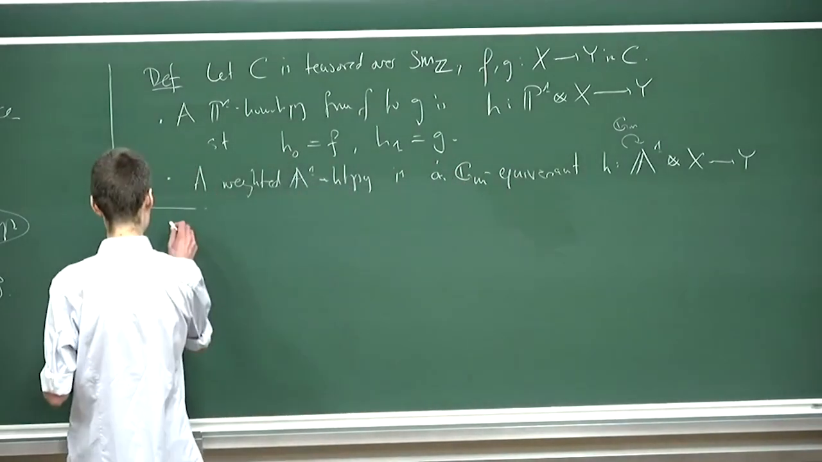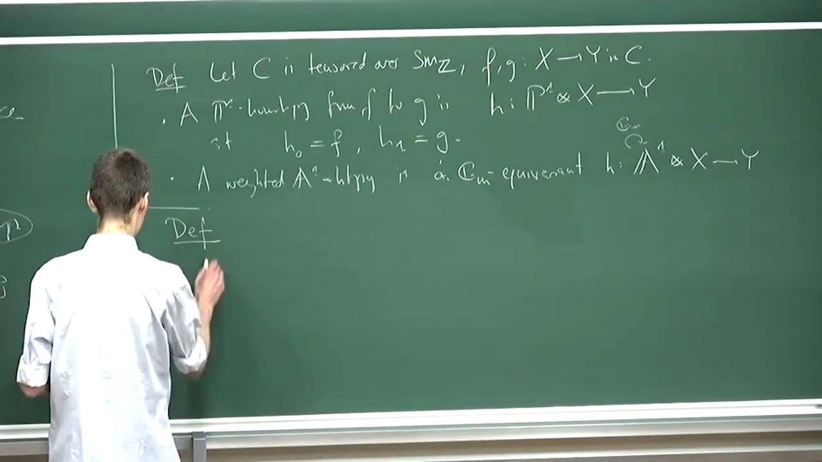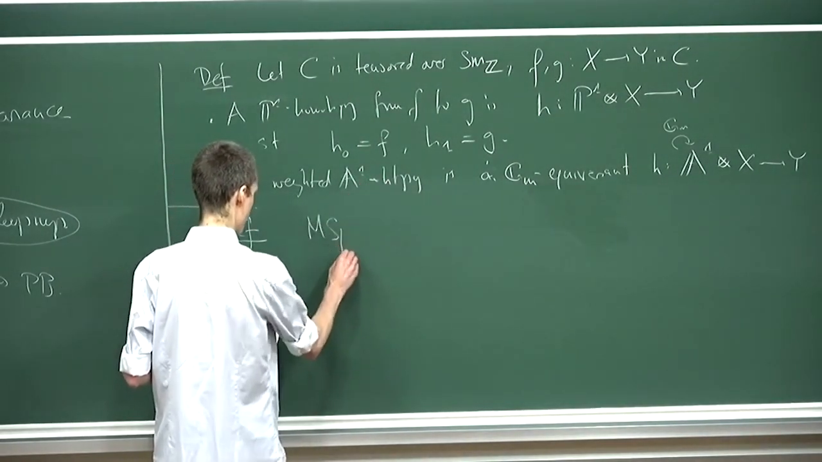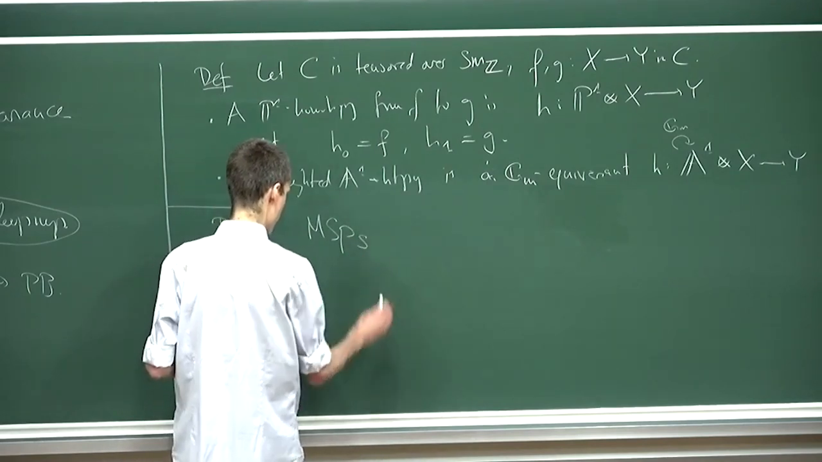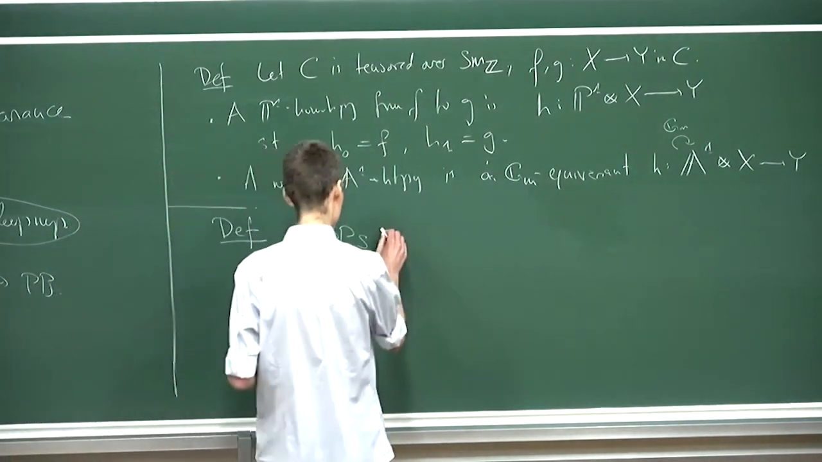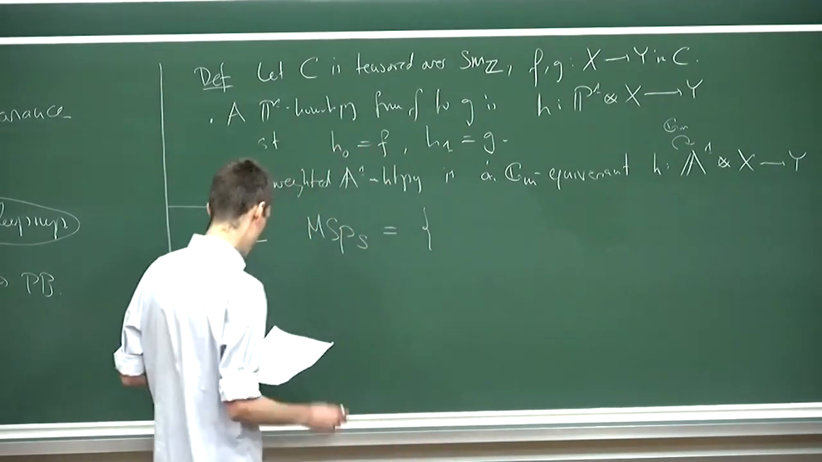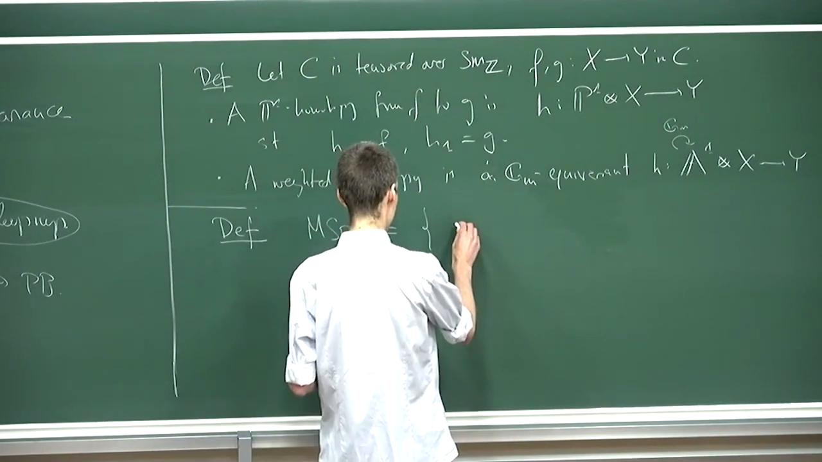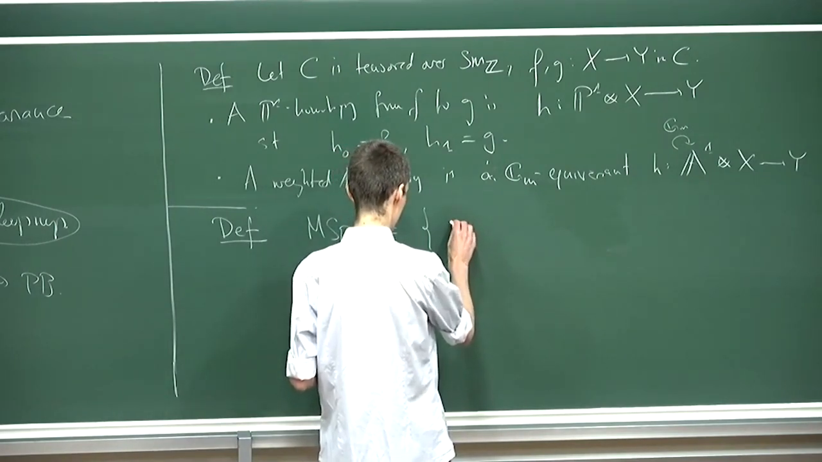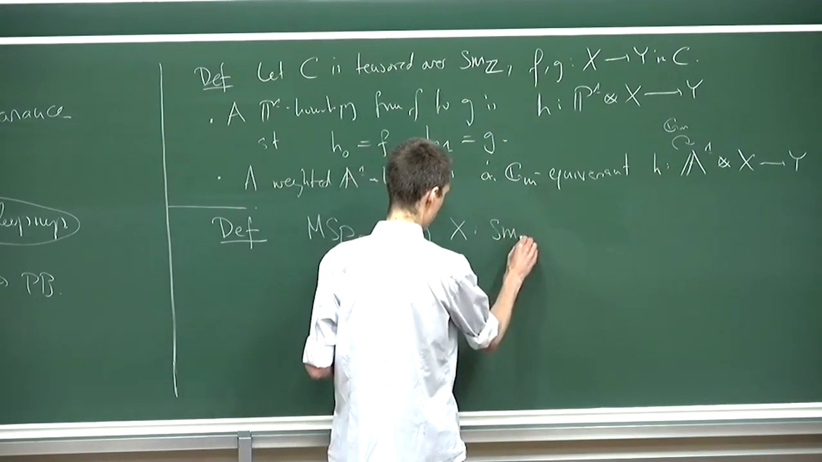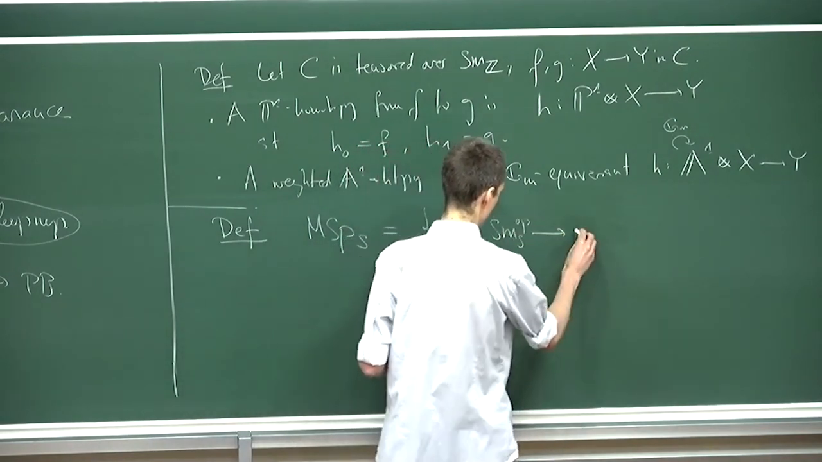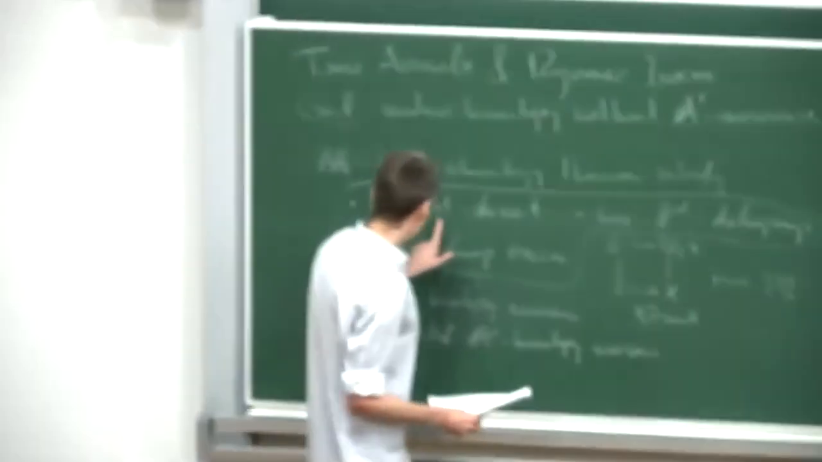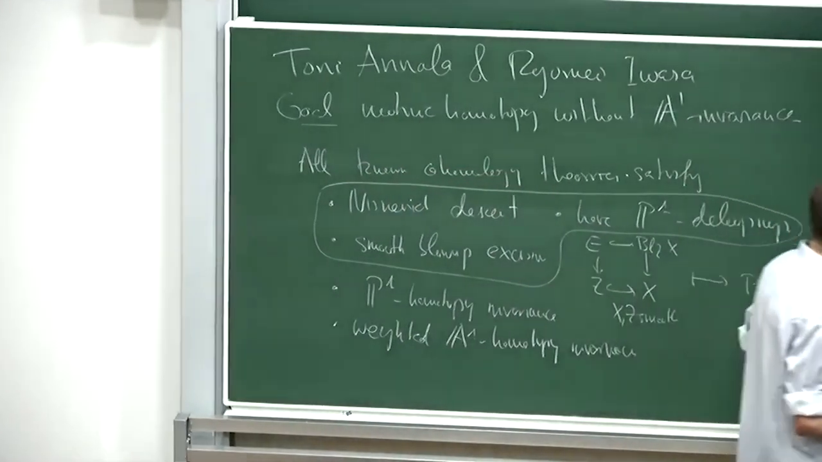Okay, so definition. Motivic spectra over some base scheme S is defined as follows. You start with presheaves of spectra on smooth S-schemes, which satisfy these two conditions: Nisnevich descent and smooth blowup excision.